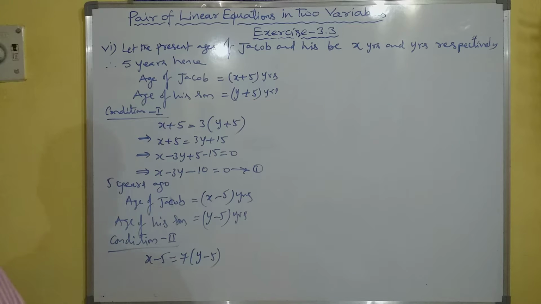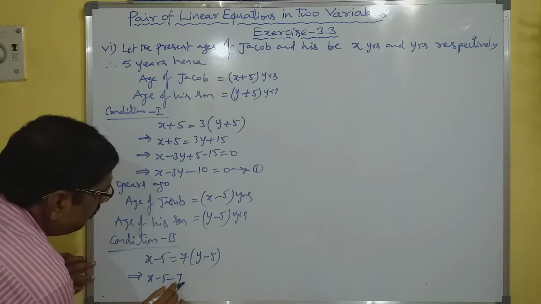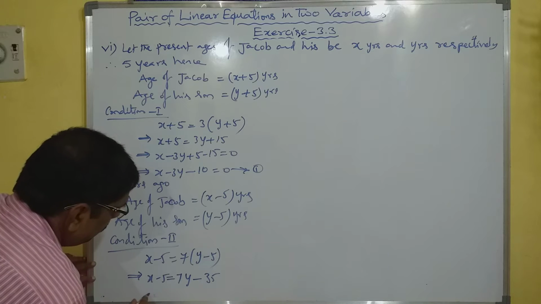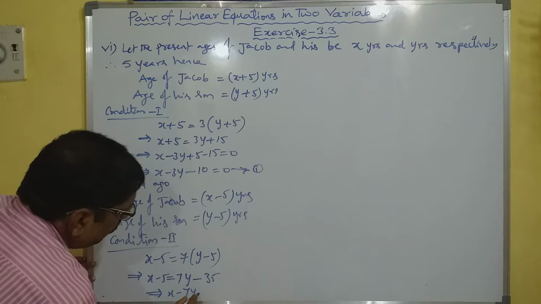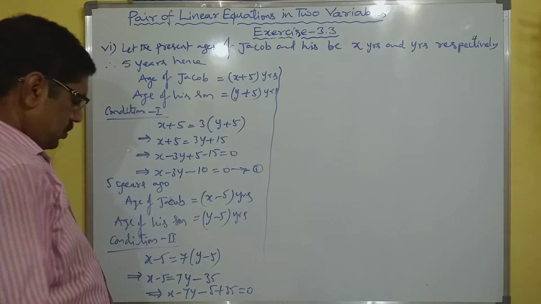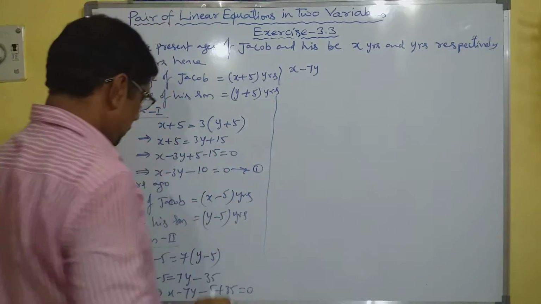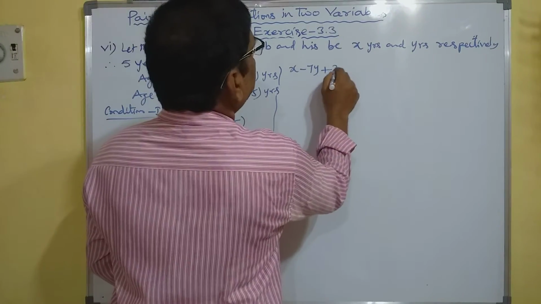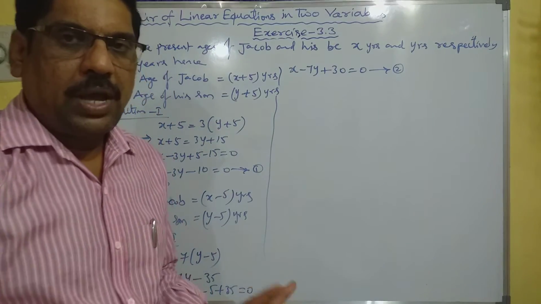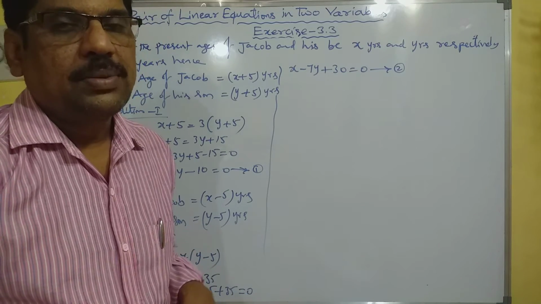Now let us solve this. Now this implies x minus 5 is equal to 7y minus 7 into 5, 35. x minus 7y minus 5 plus 35 is equal to 0. Now x minus 7y minus 5 plus 35 is 30, is equal to 0. Let us take this as the second equation. Now we have got a pair of linear equations. Let us solve them by using the substitution method.